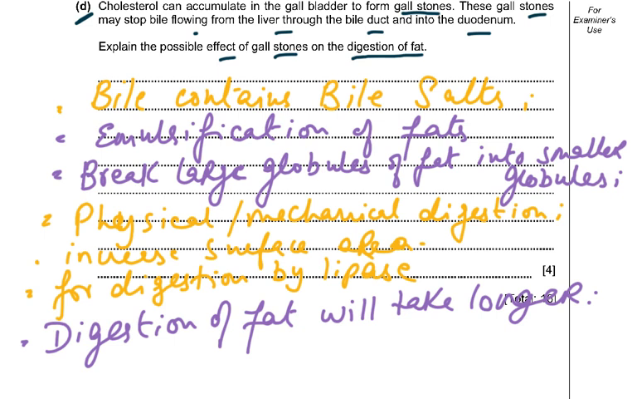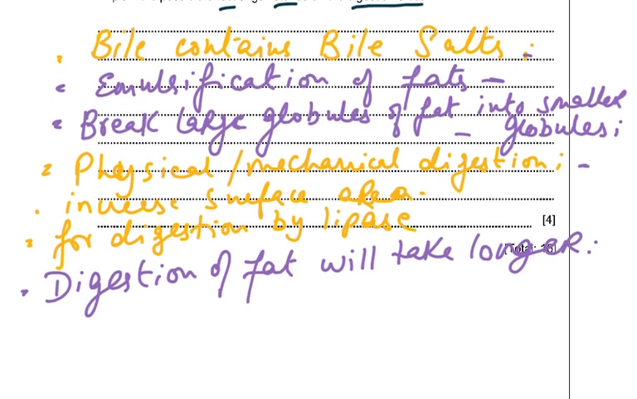You see, bile contains bile salts. Bile salts emulsify fats, break large globules of fat into smaller globules. So it is sort of an explanation of emulsification. If you wrote that and you even gave me this explanation, I'd give you another mark for that. And this is a form of physical or mechanical digestion. This, of course, is going to increase the surface area for the digestion by lipase.